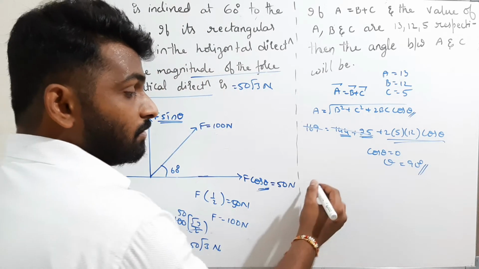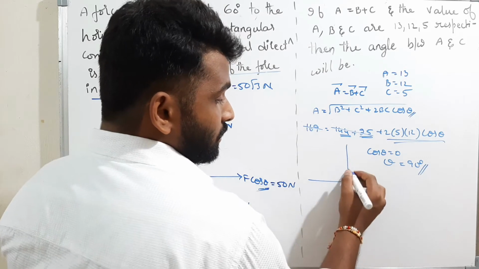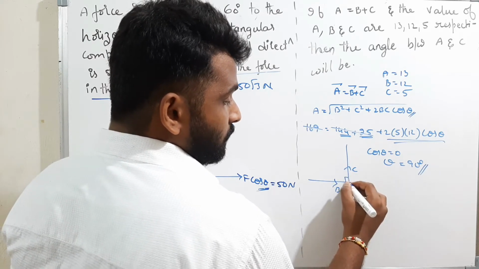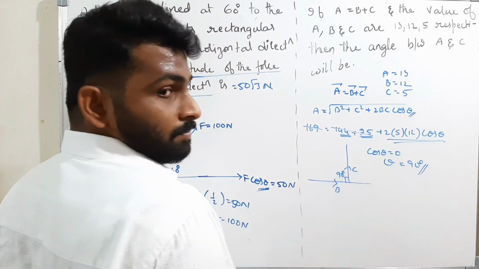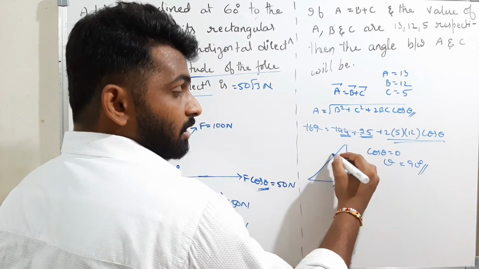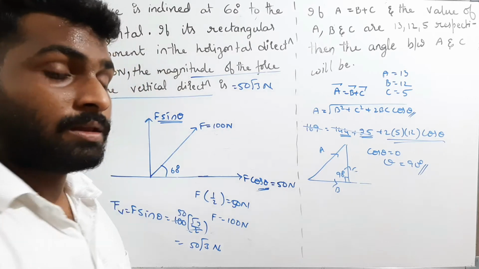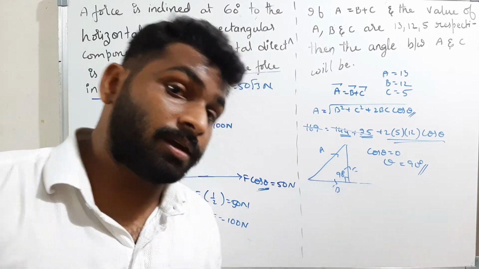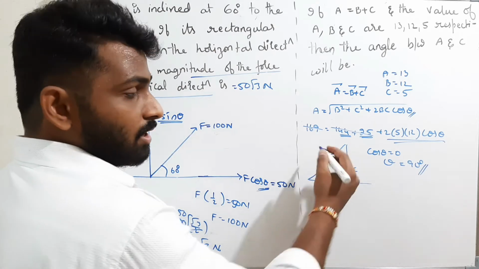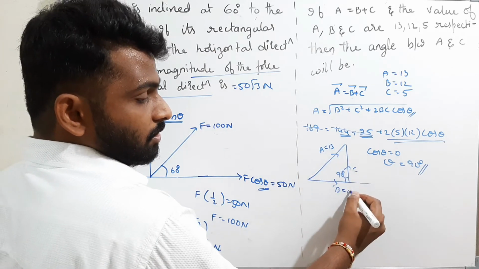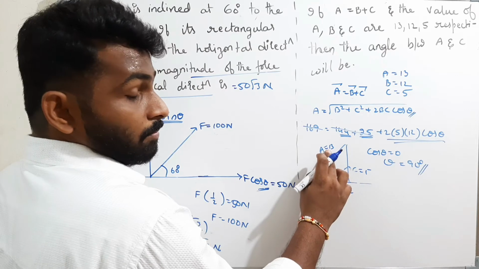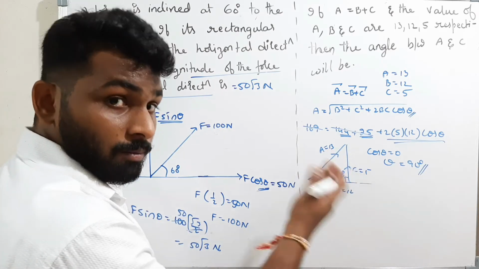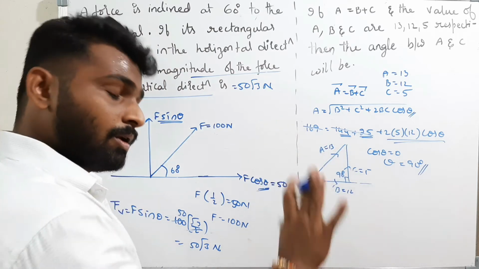That means the angle between B and C, this is C and this is B, is 90 degrees. That means this is a right angle triangle. The angle between B and C I got as 90, so ABC is a right angled triangle. Well and good. A is 13, B is 12, C is 5. By Pythagoras theorem, 13 square is equal to 12 square plus 5 square. That is obeyed. Therefore, this is a right angle triangle.